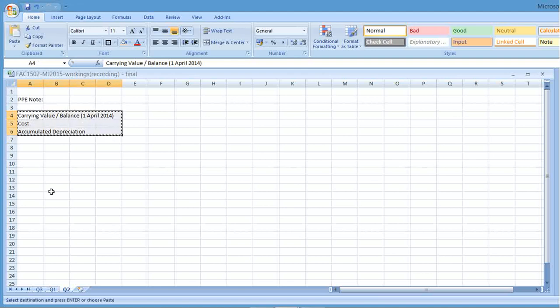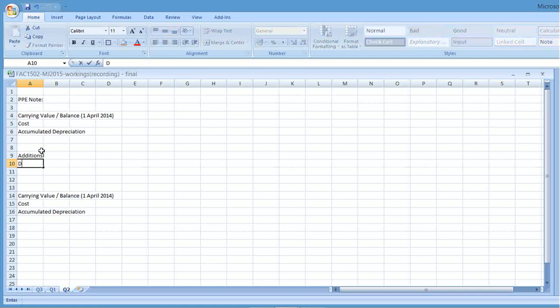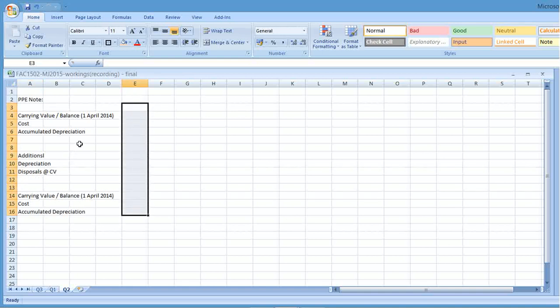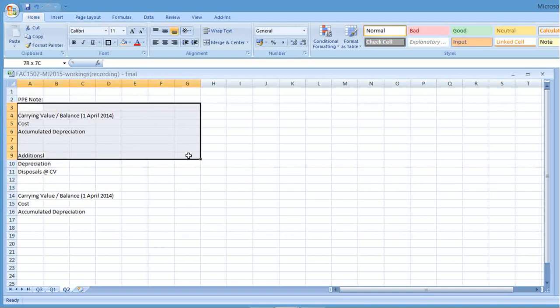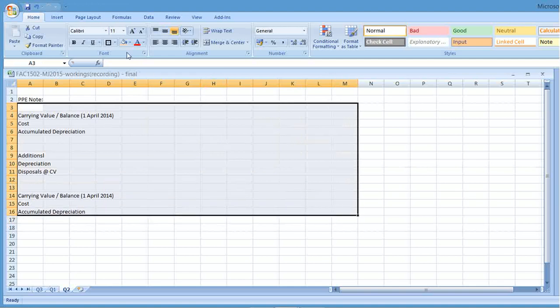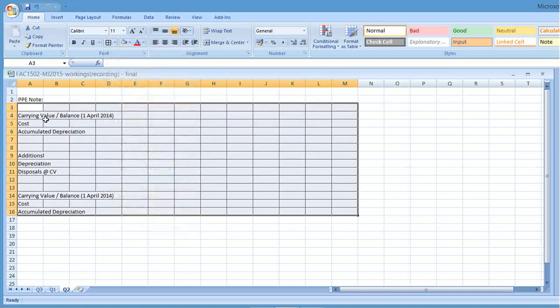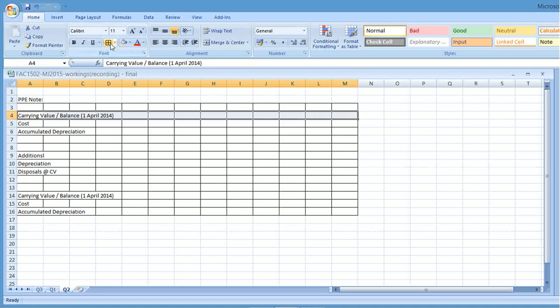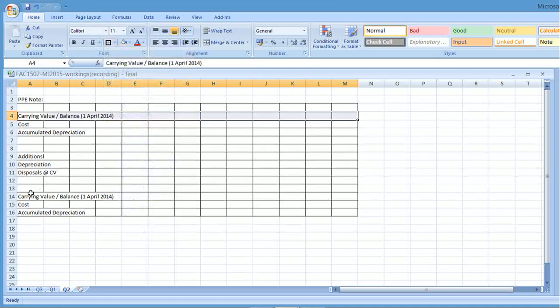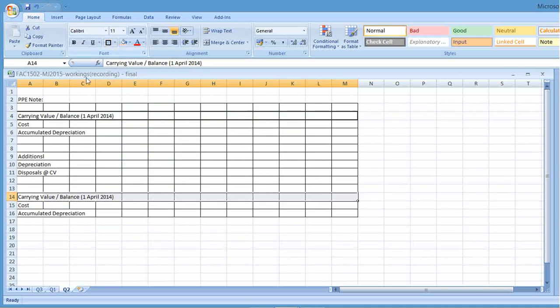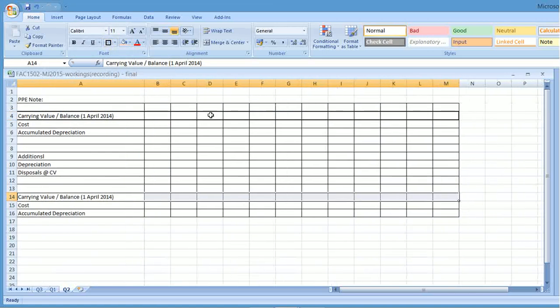Then we would have the same thing here at the bottom. After your additions, depreciation, and disposals. Disposals at carrying value. Great, and then we're going to have different columns. And those totals would be important.